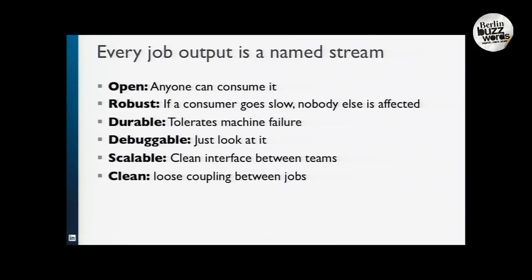It's durable, which means that even when machines go away, the data is still available. If you want to debug your system and figure out why you're getting bad data, you can just attach to one of the streams. You can just look at it. It's really beautiful, actually. And it's a very clean interface between jobs. So to recap, what I talked about were a few things in Samza and how we solved those problems. One problem we talked about was this buffering. One job's output becomes another job's input.